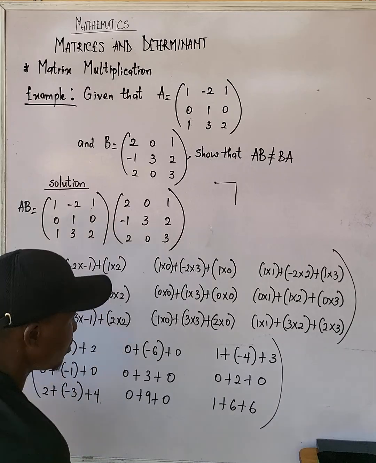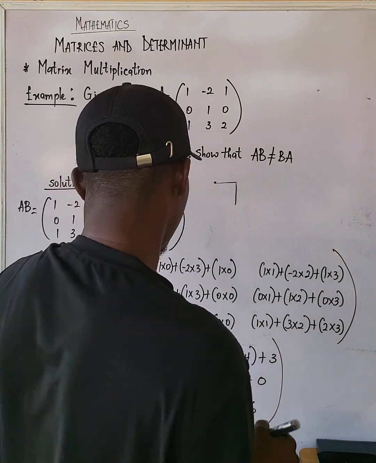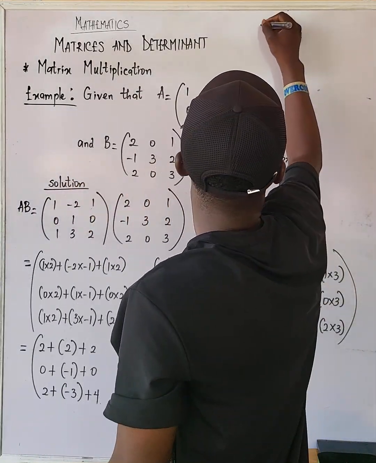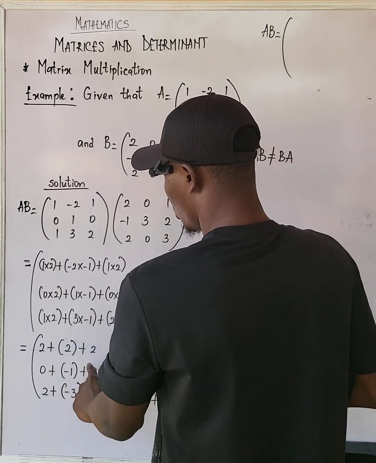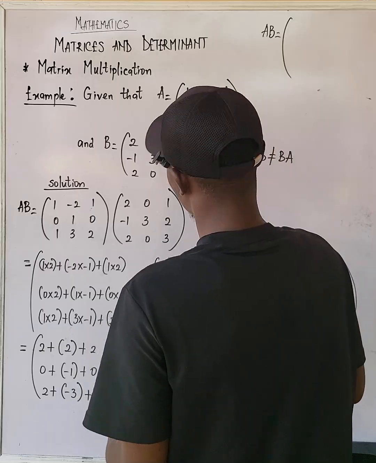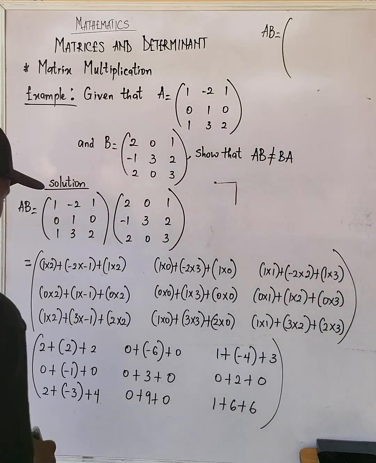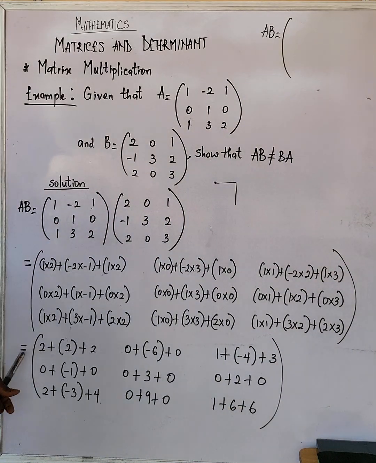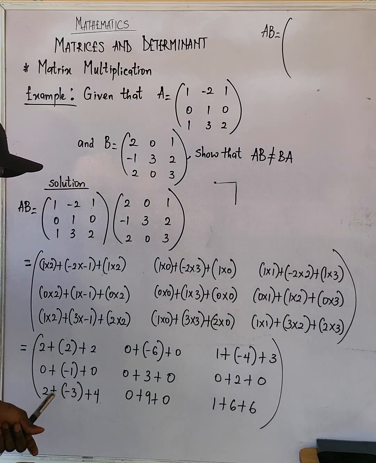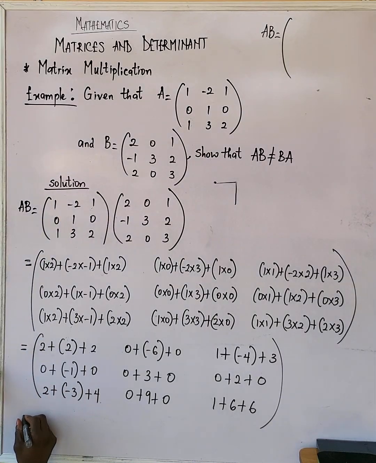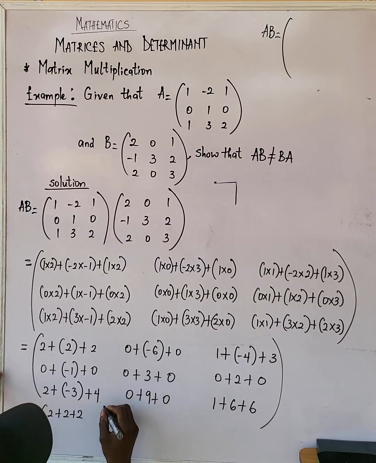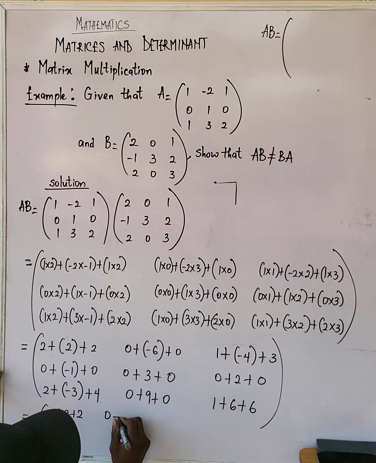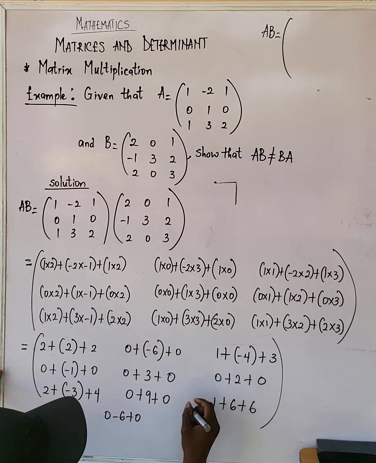Do we get? So now what will be our final answer? So you now say our AB will now be equals to 2 plus 2. Okay, let's open the bracket. Let me squeeze it here. That will be 2 plus 2 plus 2, right? Here will be 0. Plus times minus is what? Minus 6 plus 0.